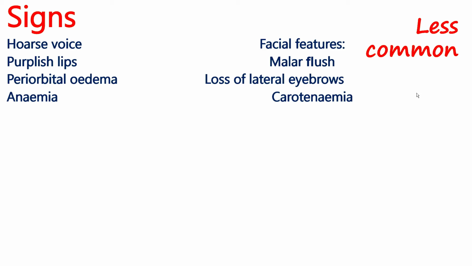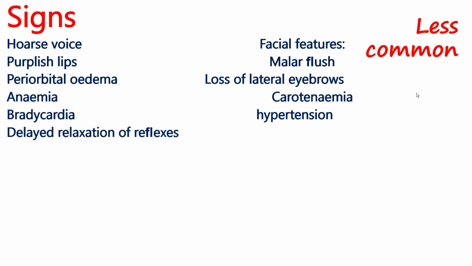Loss of the lateral eyebrows, which is very characteristic. Presence of anemia, usually macrocytic, and carotenemia, bradycardia and hypertension. Delayed relaxation of the deep tendon reflexes. Dermal myxedema precipitation, especially in the pretibial area. These are the classical features of hypothyroidism.